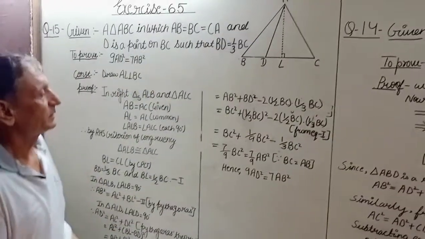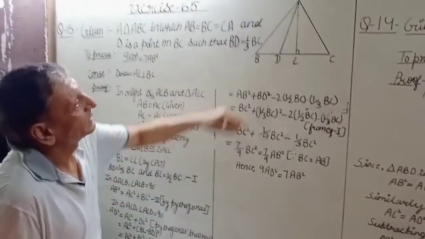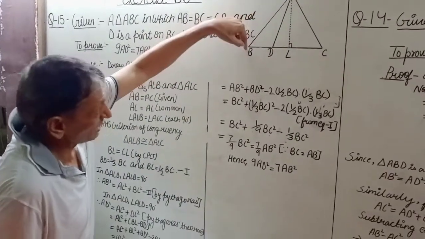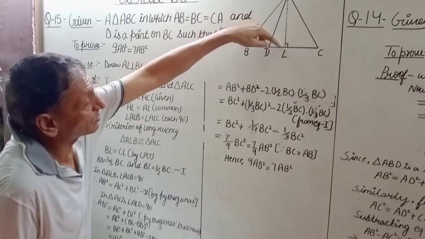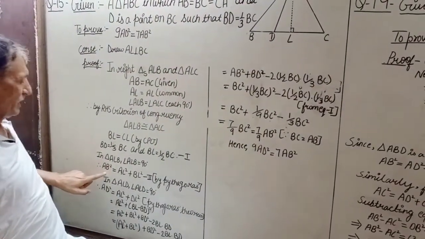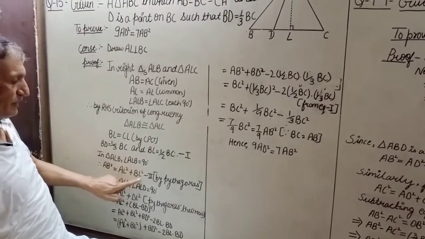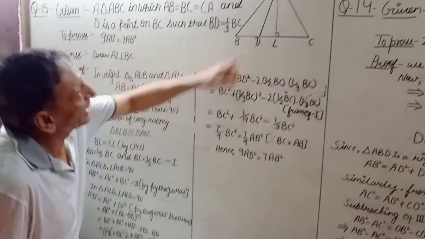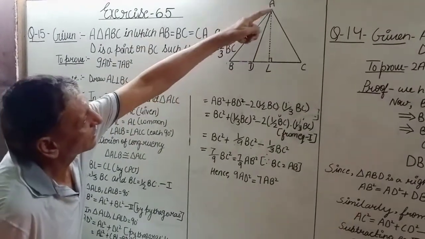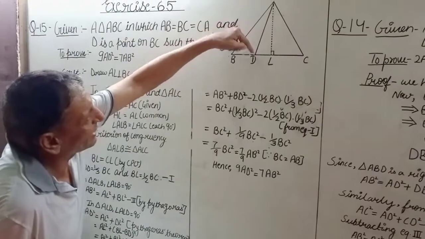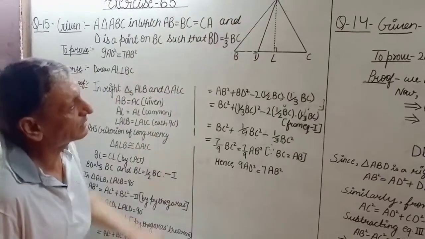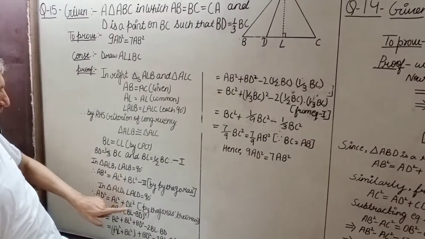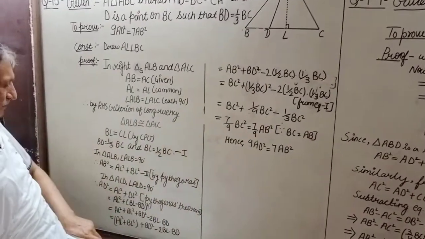Having said that, now let us take triangle ALB. We have AB square is equal to AL square plus BL square. Let us leave this equation here and then again take up ALD. In right angle triangle ALD, we have AD square is equal to AL square plus DL square by Pythagoras theorem.